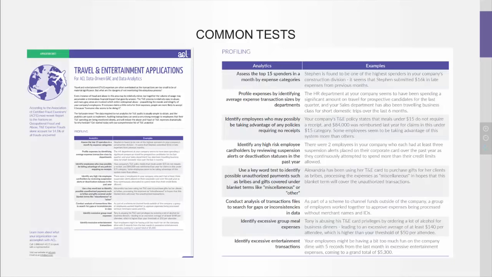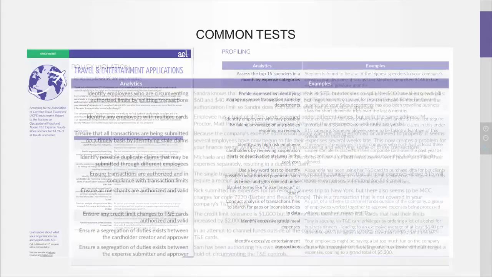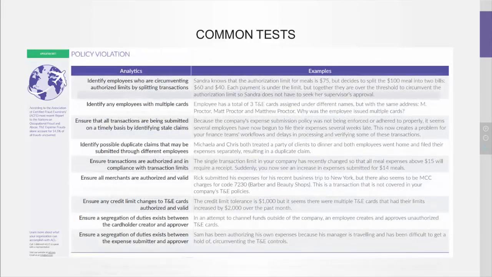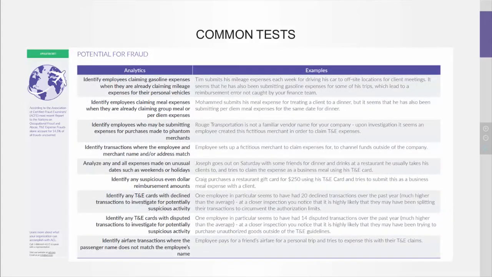So first of all, some common tests here. This is from our travel industry brand new T&E applications solution sheet. And you all are going to receive a copy of this PDF after our session, as well as the slides. So these will provide you information around the top tests for T&E and profiling the data, looking for policy violations, as well as for potential for fraud. And all of these come with examples as well.